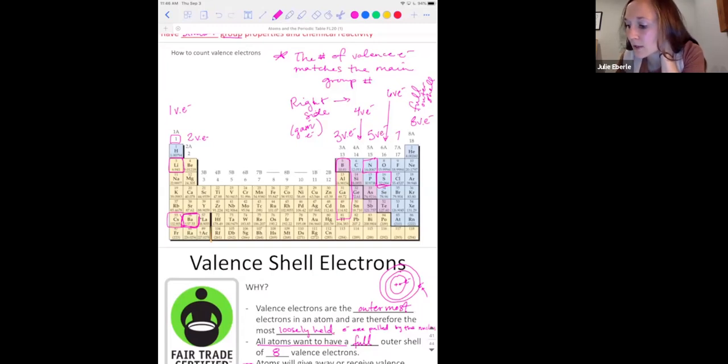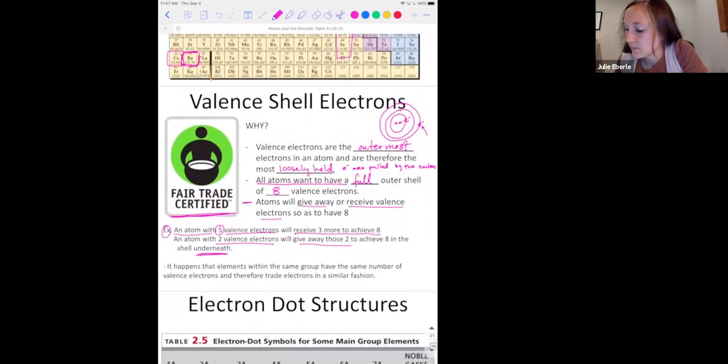The elements on the left side, so your transition metals, anything with less than 4 valence electrons, so anything with 3 valence electrons, 2 valence electrons, 1 valence electron, these tend to give away valence electrons. So the right side, main groups 4, 5, 6, and 7, they tend to gain electrons so that they get a full set of 8. Left side tends to give away valence electrons to get a full set of 8.